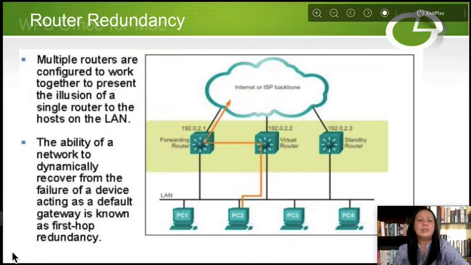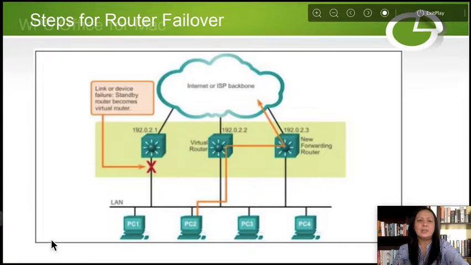The ability of the network to dynamically recover from the failure of devices acting as a default gateway is known as first hop redundancy. So this is our router, the forwarding router, virtual router, standby router. And this is our PC. This is the LAN. Of course, this is the internet backbone. This is the example for this. On a link or device failure, the standby router becomes the virtual router. So this is our virtual router.